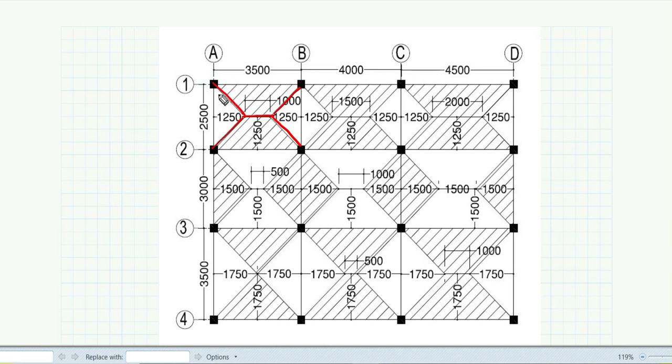Now for this portion, whatever load is in this triangle area will be transferred to this beam, and whatever load is within this trapezoid will be transferred to this particular beam. Whatever load is in this triangle will be transferred to this beam, right? So for this problem, suppose we will consider this particular beam.